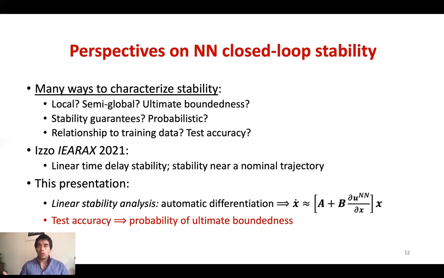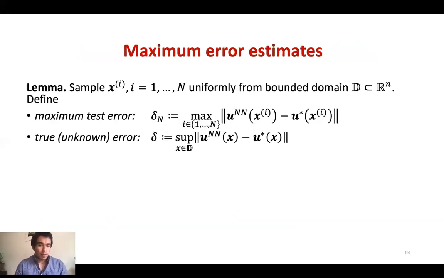And then we also started to develop a little bit of a theory that connects the test accuracy of our network with the probability of stability. That's what we'll look at right now. First, we need a little lemma.